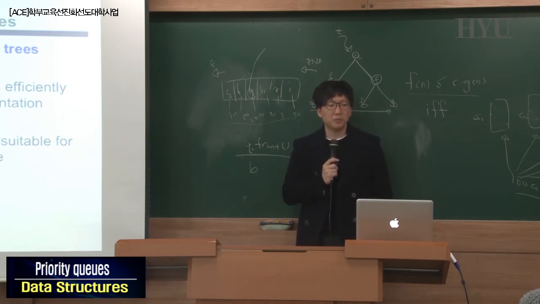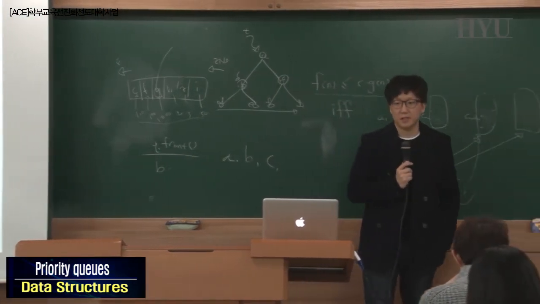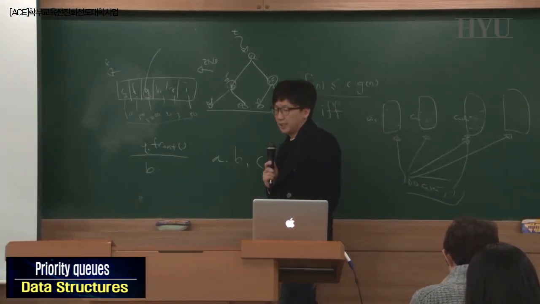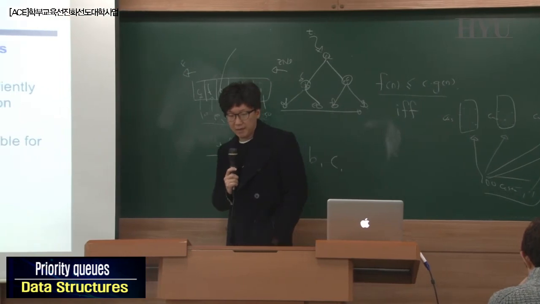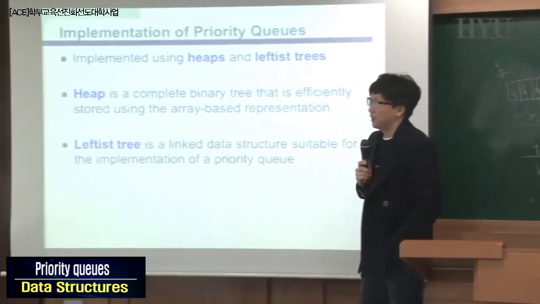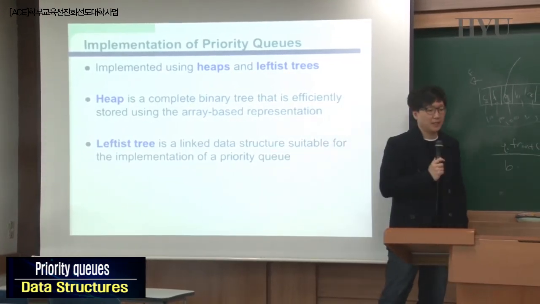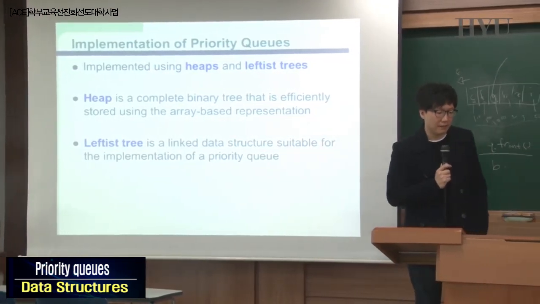So how do we implement this? Implementation of priority queues. Implemented using heaps and leftist trees. 2 ways. If I wanted to implement this priority queue, 2 ways. Heap, something called heap, and leftist tree.